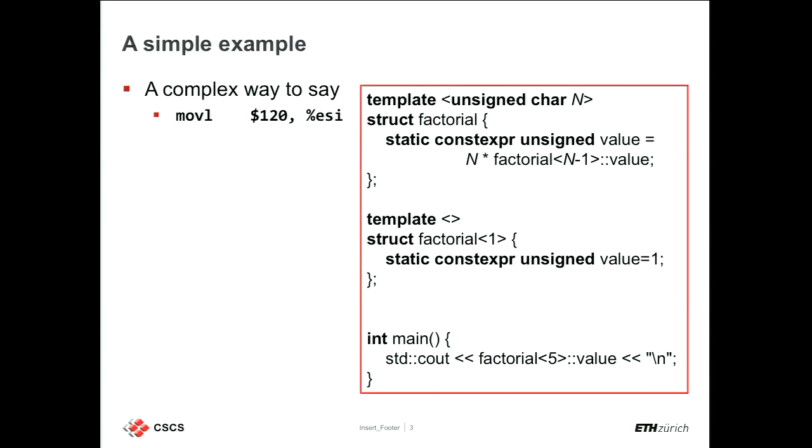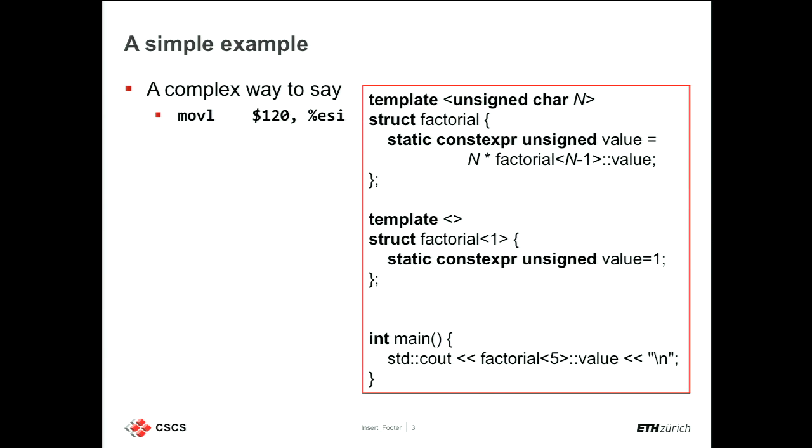It goes to the primary template, looks for a specialization, doesn't find one, so it goes with the primary template, and goes on until the factorial gets a value of n equal 1. In this case, the factorial of 1 is 1. And so then you can write Factorial of 5 colon colon value, and you get this thing. And this is a very complicated code to basically move 120 into a register.